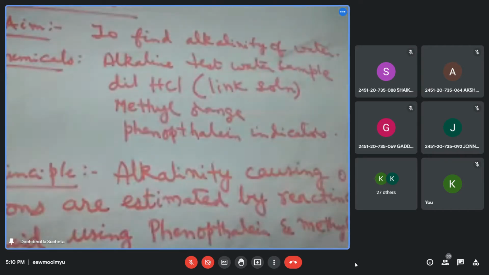Right. Step 3, estimating the alkalinity of the test solution.